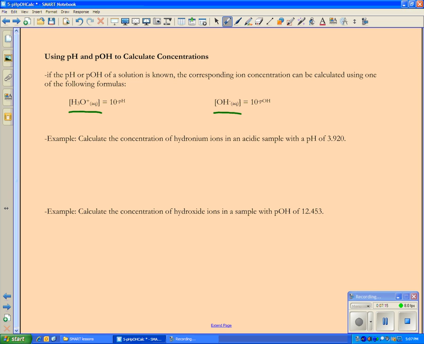First example, calculate the concentration of hydronium ions in an acidic sample with a pH of 3.920. So concentration of hydronium, and you don't have to use the square brackets, but I'm going to, equal to 10 exponent negative 3.920. When you put that into your calculator, which should be the second function of your log button, you come out to an answer of 1.20 times 10 to the negative 4. And we want to put the units of moles per liter back onto these because they are concentrations.